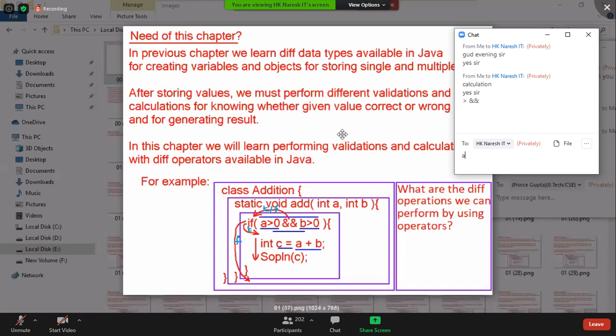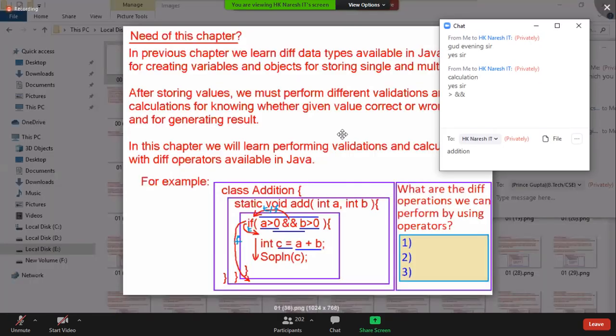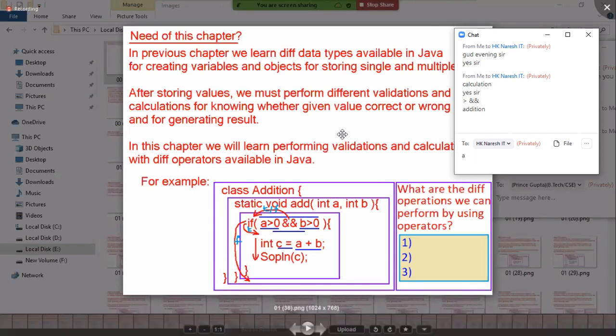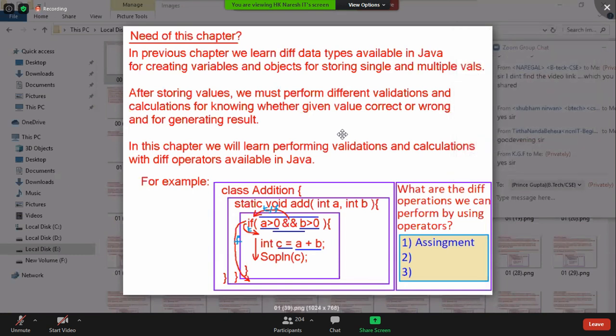By using operators, we can perform 3 operations. What are the 3 operations? Look at this program, and you are going to get all the points very clearly. Number 1, assignment operation. Come on, focus, look into that add method. Inside the add method, you have all the operations. By using operators, we can perform totally 3 operations, or 3 activities, whatever.